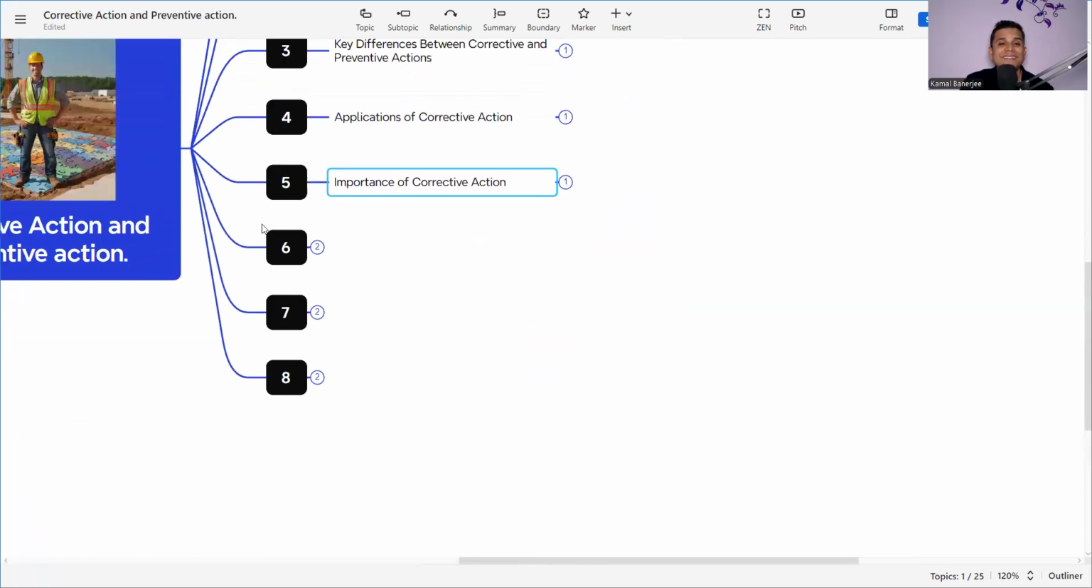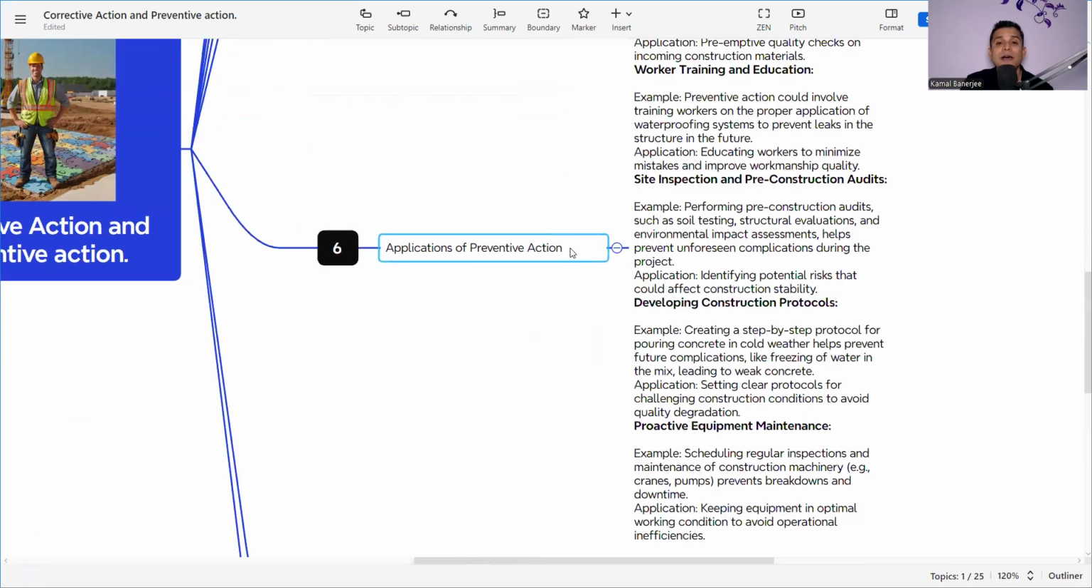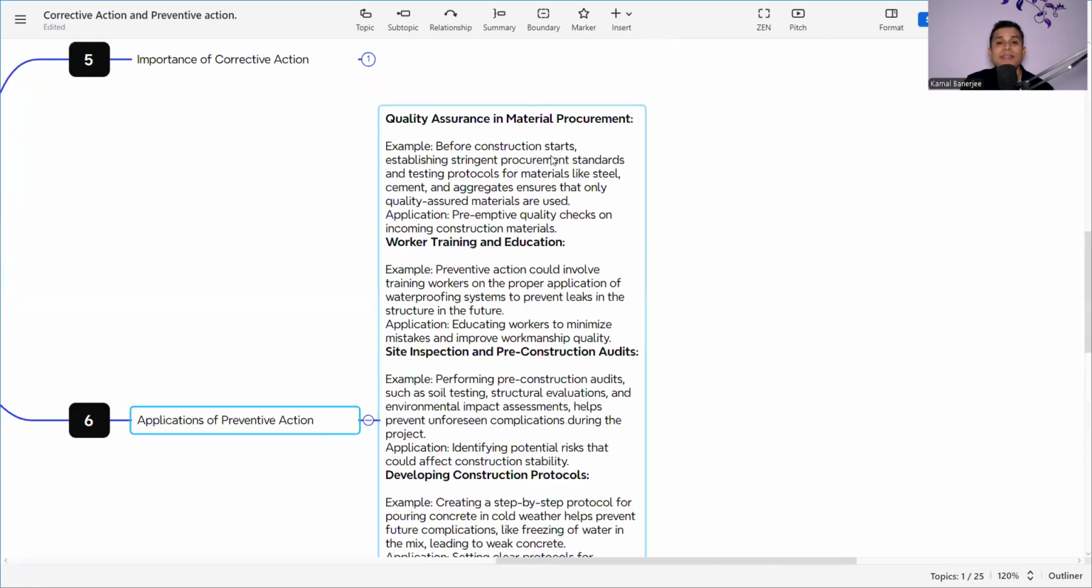The next part is the application of preventive action: where we can apply it. First, quality assurance in material procurement. What is quality assurance? Quality assurance is proactive in nature. It helps us identify defects before they arise. Likewise, preventive action also helps us identify defects before they arise. That is why it is a very important tool for quality assurance.